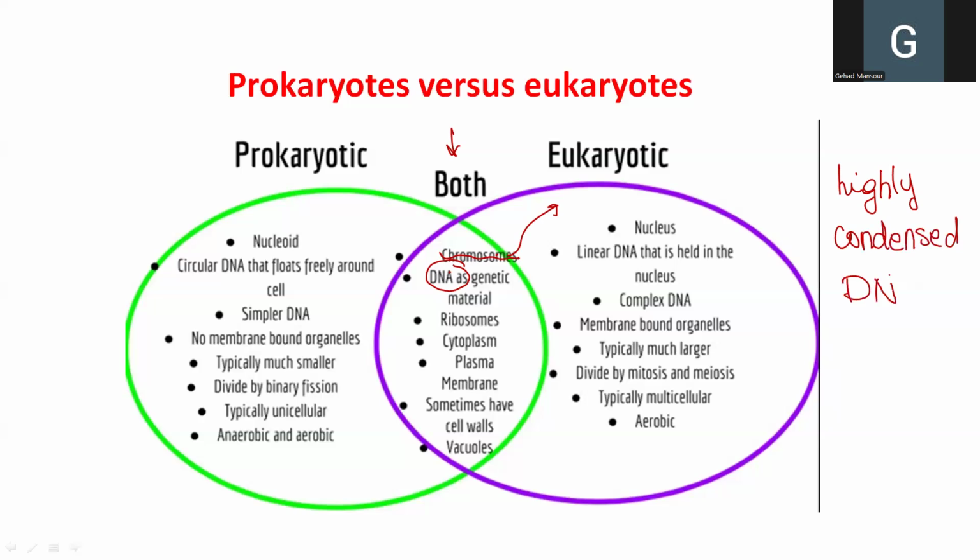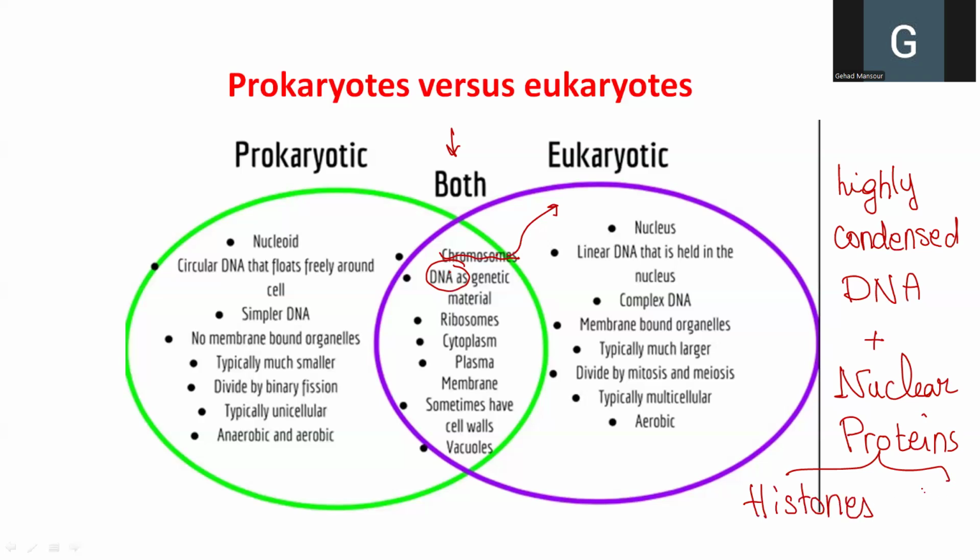And in order for it to be a highly condensed DNA, there should be proteins associated with that DNA called nuclear proteins. And these nuclear proteins belong to two groups: histones, and we will understand later on what histones are, and non-histones. So these nuclear proteins are very important because they help tightening of the DNA and its folding and its condensation. All this is not present in prokaryotes. So we can only talk about chromosomes when we have highly condensed DNA around histones and non-histones.